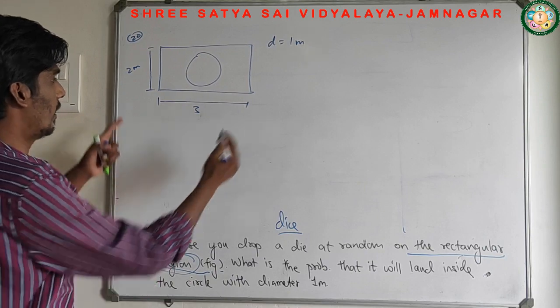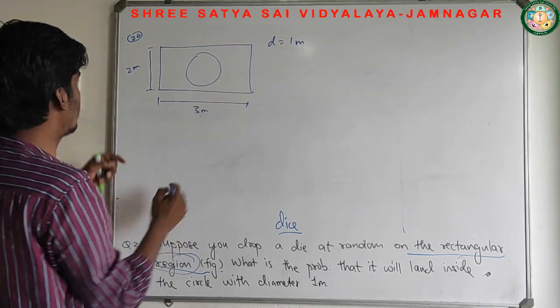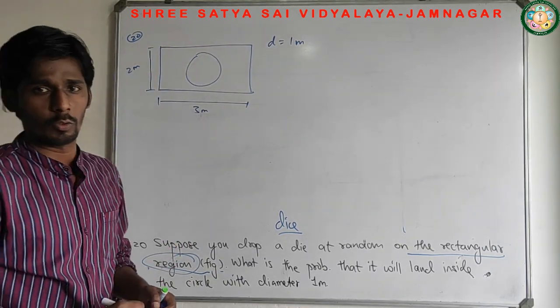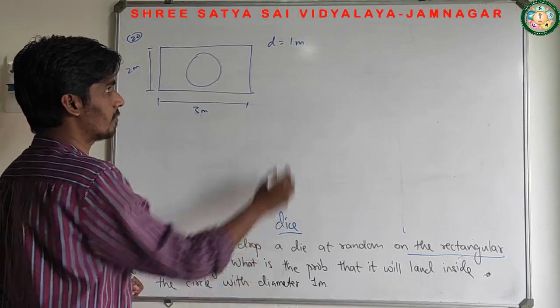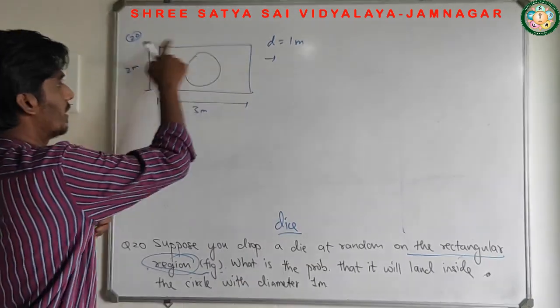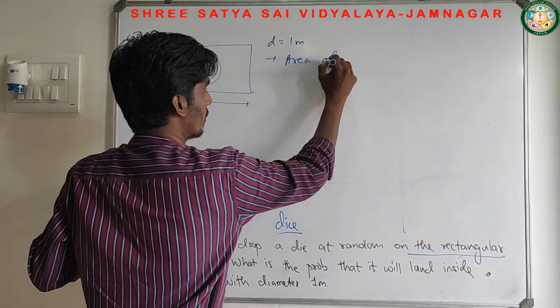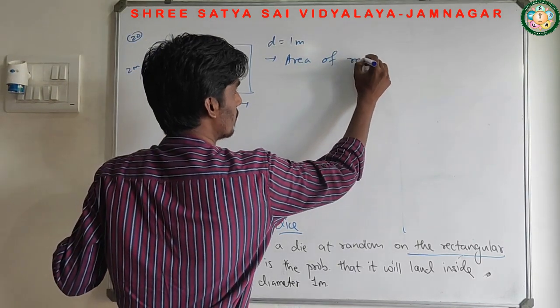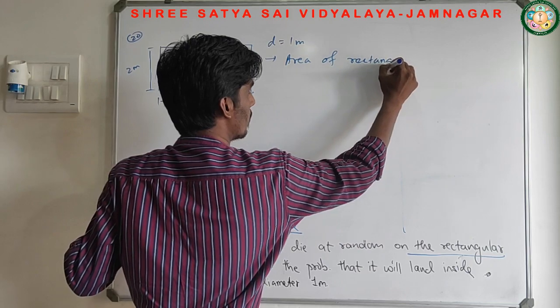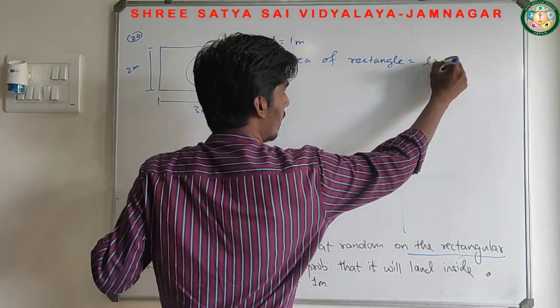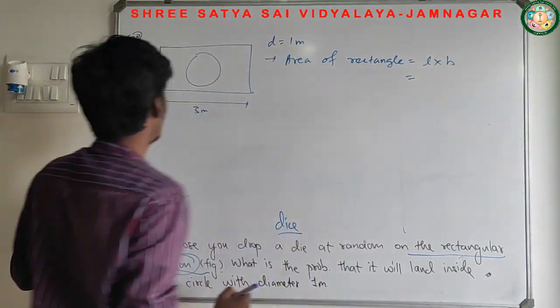2 meter. So length of the rectangle is 3 meter and breadth is what? 2 meter. To start this sum, first of all we will find out the area of the rectangle. Area of rectangle is length into breadth.